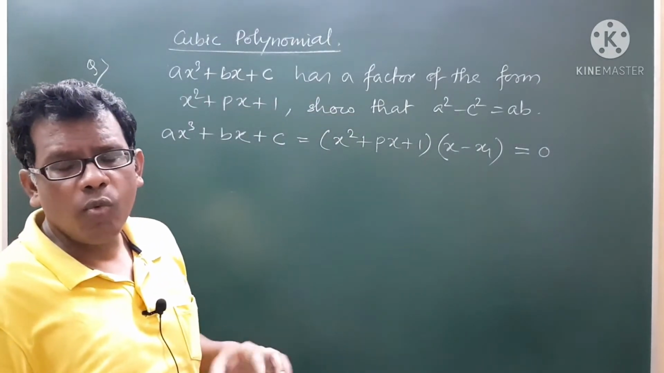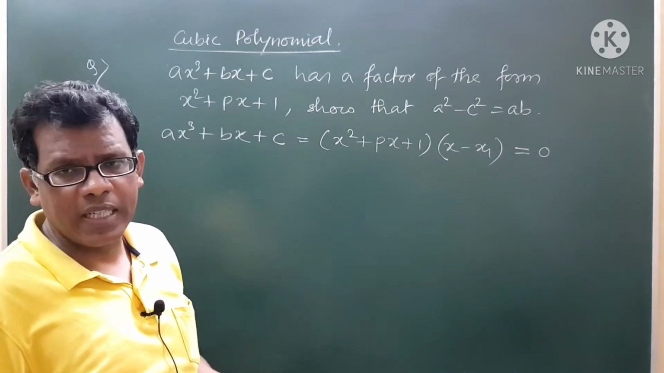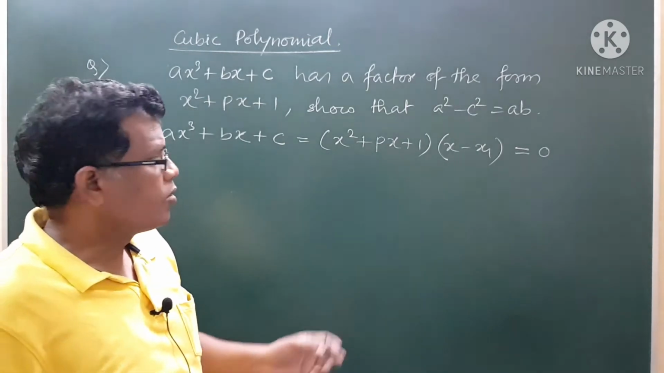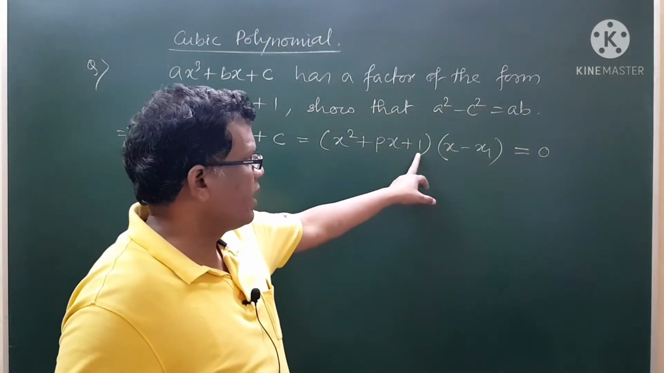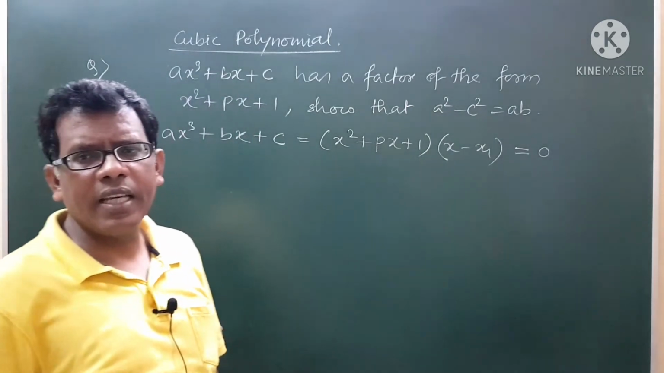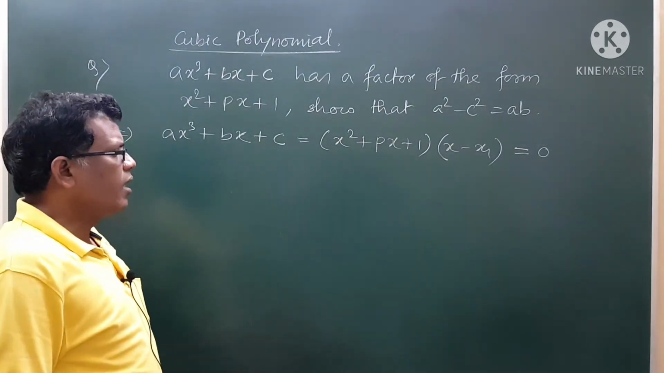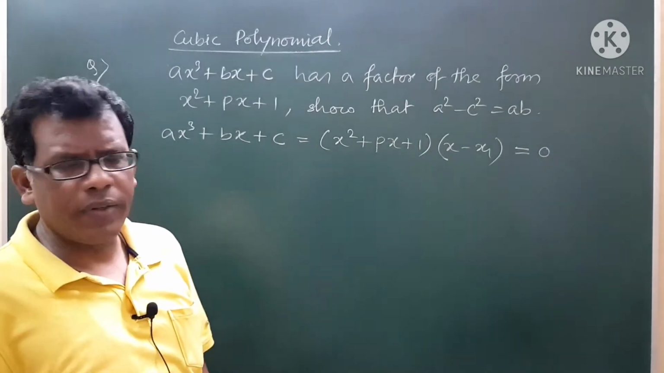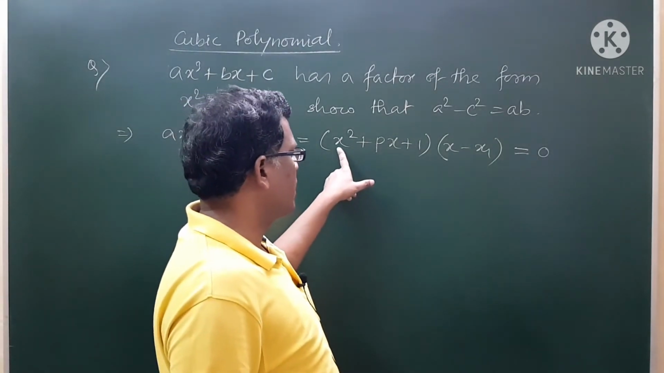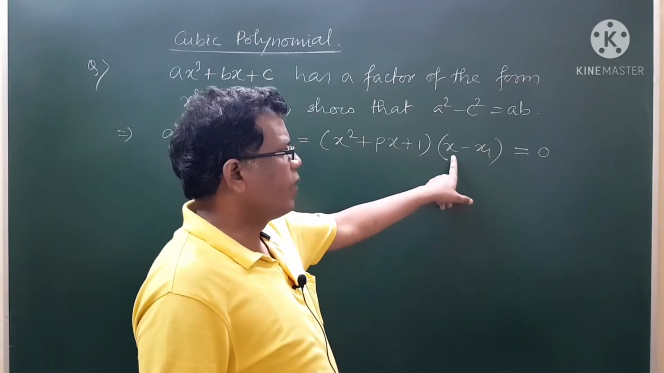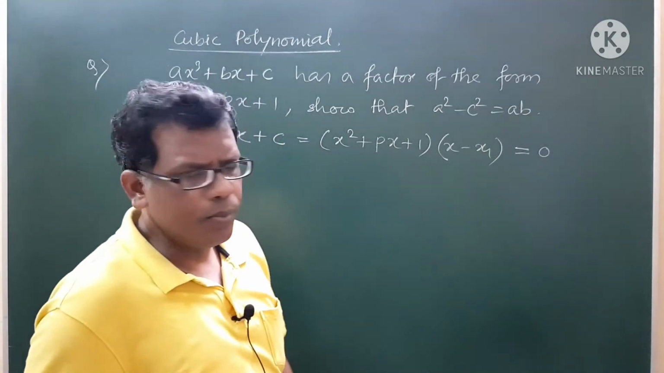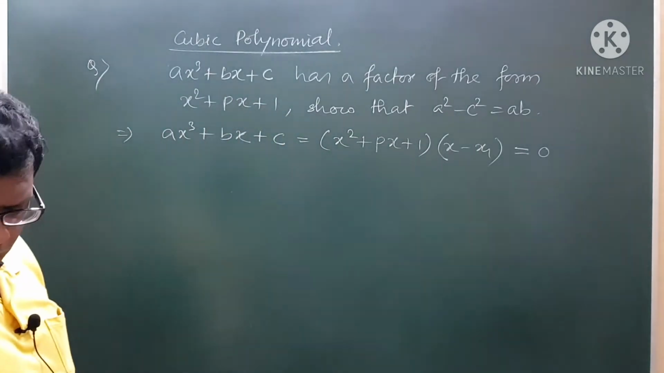So that means one root value is missing out. So that means with a quadratic I can multiply a linear expression in x, then only we can get the maximum value of x cube, because you can see if you multiply the x square part of this with x, then obviously you will get x cube, isn't it?